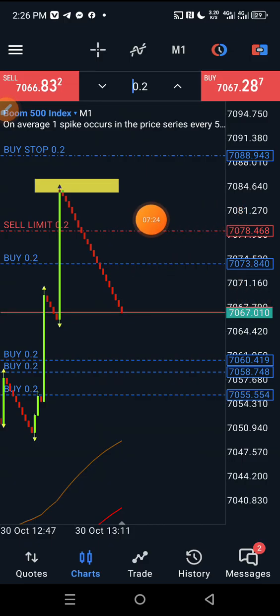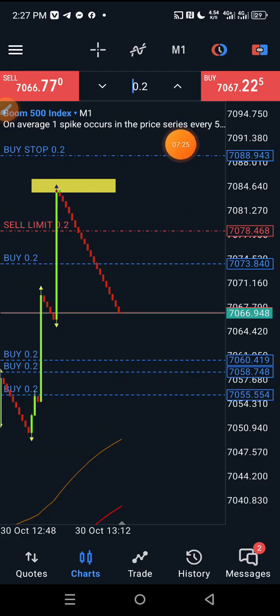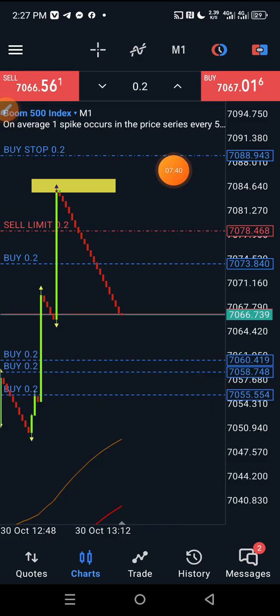Okay, it is working. Sell limit is connected with buy stop. Why, buy limit is connected with what? Sell stop. All right, sell limit and buy stop, you set above the price. Buy limit and sell stop, you set below the price. So let's go over to the sell stop.